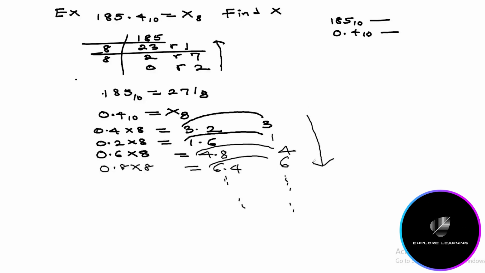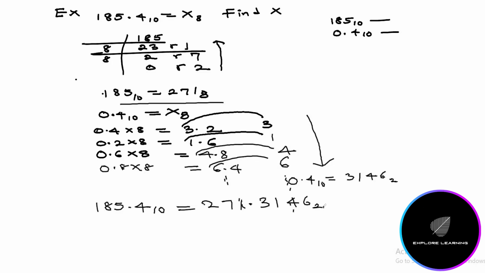So in this case, we can say that 0.4 base 10 is equal to 3146 base 2. So in overall, 185.4 base 10 is equal to the first value we got for 185 base 10, this gives us the answer. All right, so let's move to the next example, 16.